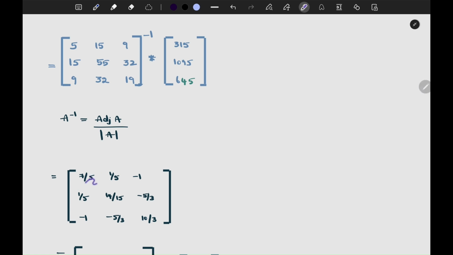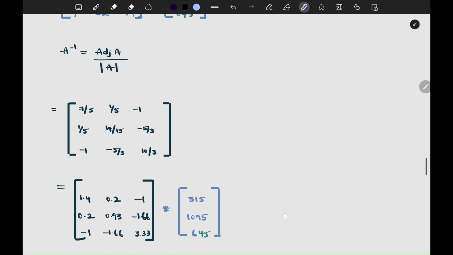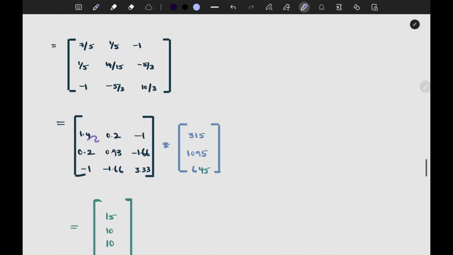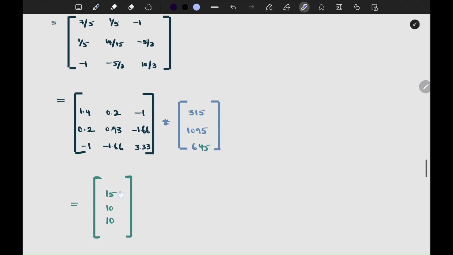So here I am getting the values as 7 by 5, 1 by 5, minus 1, 1 by 5, 14 by 5, minus 5 by 3, minus 1, minus 5 by 3, 10 by 3. So this is nothing but A inverse. I mean, this is nothing but x transpose into x inverse. So now I need to multiply this matrix with the y column. I have modified these values into decimal points so that it will be easy for my calculation. After multiplying all these, I got the output as 15, 10 and 10.